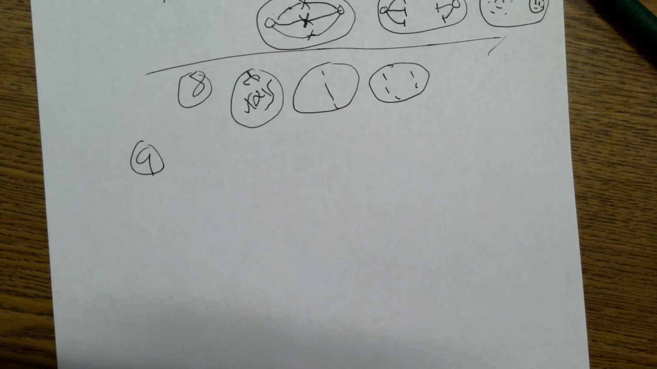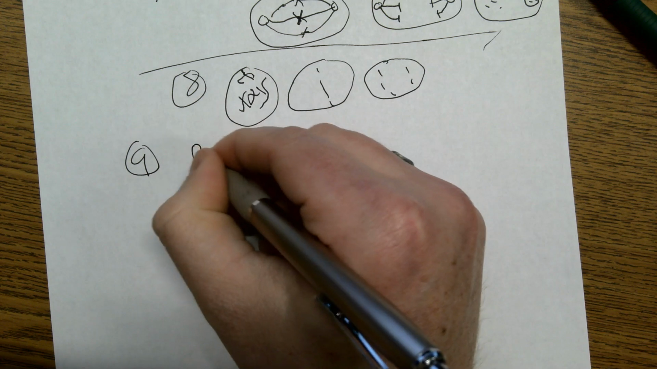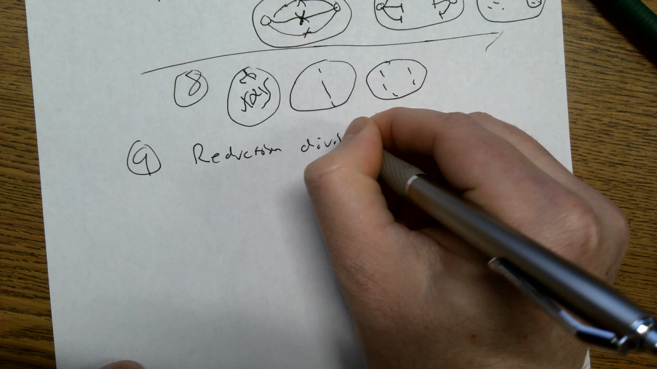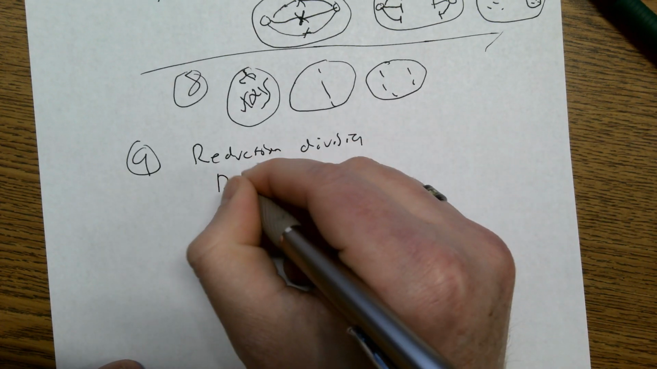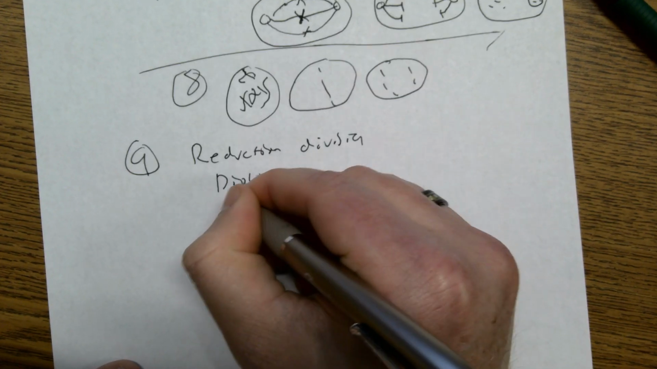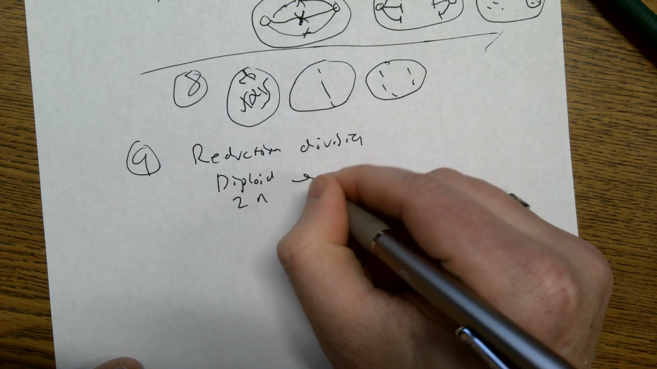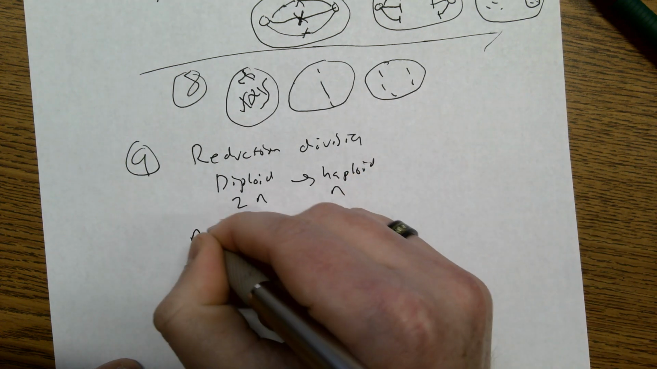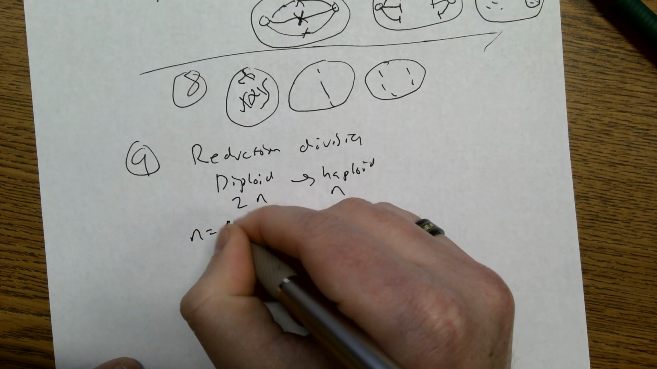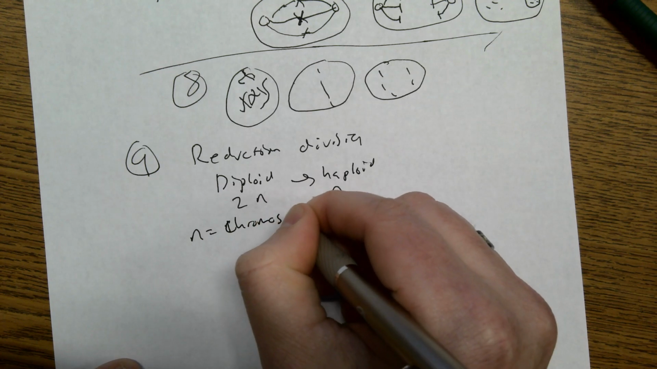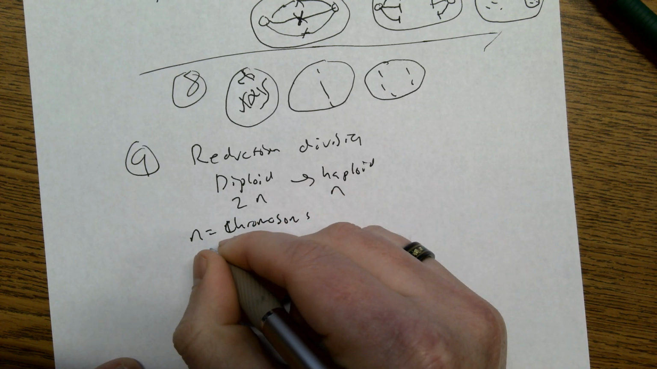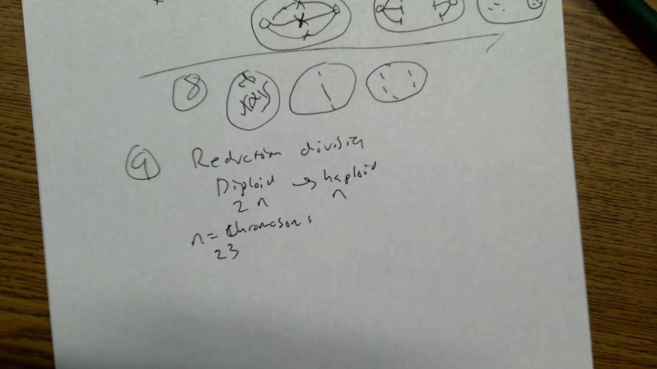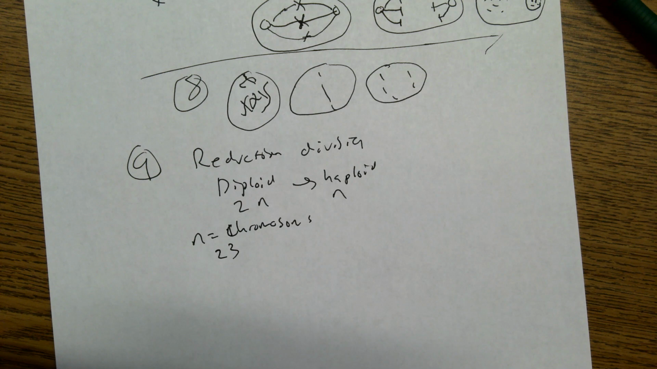Alright, standard 9. Meiosis is a reduction division. It's called a reduction division because it's reducing the number of chromosomes from diploid, which is 2 sets, to haploid, which is 1 set of chromosomes, where N is the chromosomes. So depending on the organism, that N is different. So for humans, N is 23. For chimpanzees, it's 24, and we know why. Fusion.